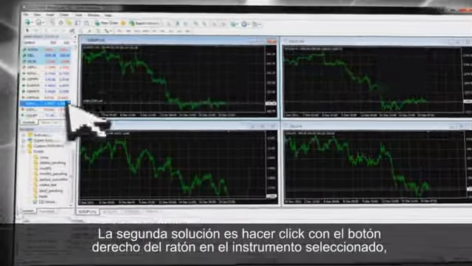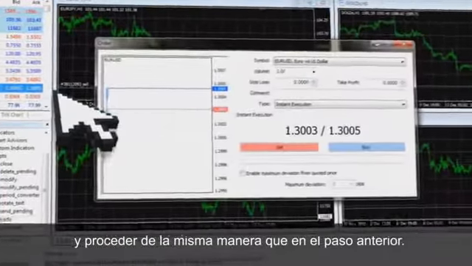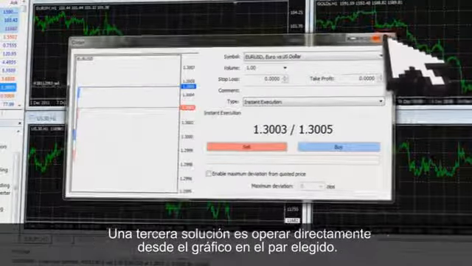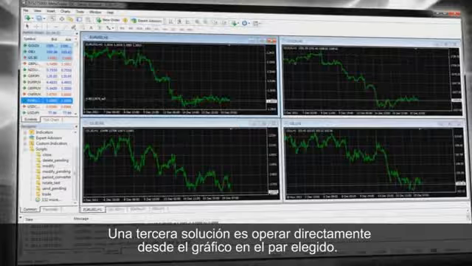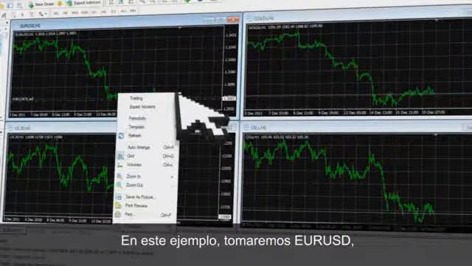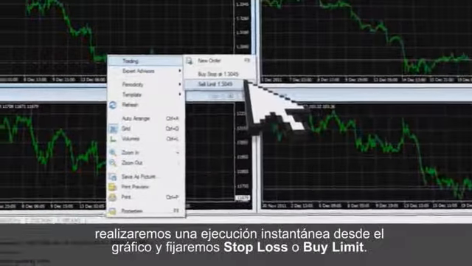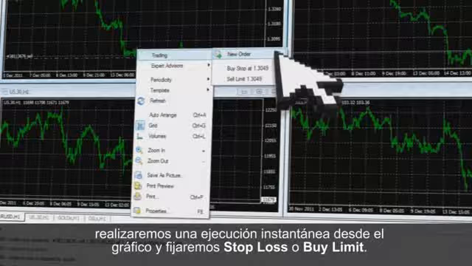A second solution is to perform a right-click on the chosen instrument and proceed as in the previous example. A third solution is to trade directly from the chosen chart, in this example Euro versus US dollar, and perform instant trade via chart or set up both stop loss or buy limit.